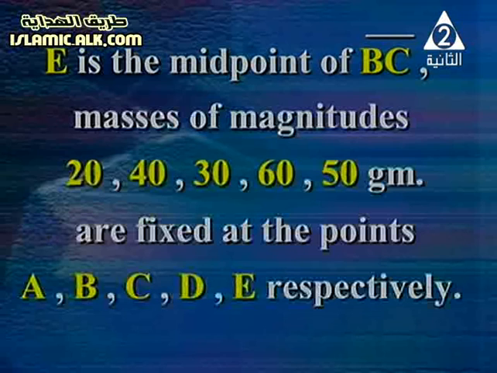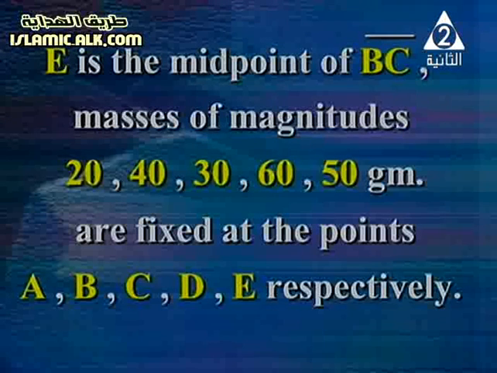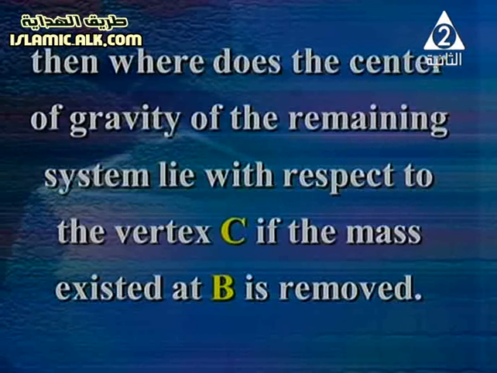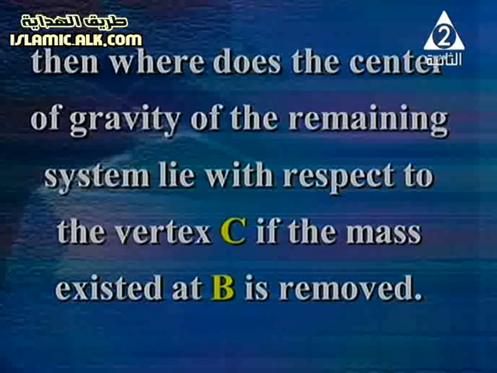Masses of magnitude 20, 40, 30, 60, 50 gram are fixed at points A, B, C, D, E respectively. Remember, we have 5 masses and 5 points: 20 at A, 40 at B, 30 at C, 60 at D, 50 at E respectively. Identify the center of gravity of the system. Dear student, then where does the center of gravity of the remaining system lie with respect to the vertex C if the mass at B is removed?